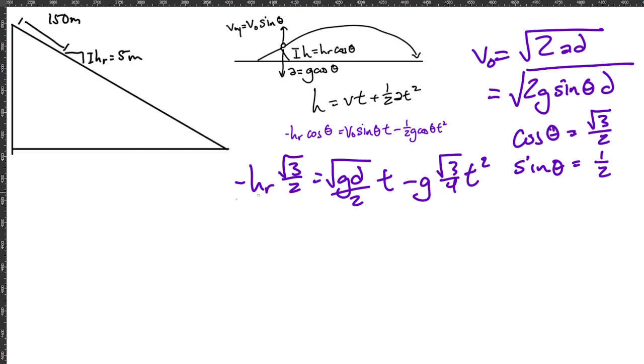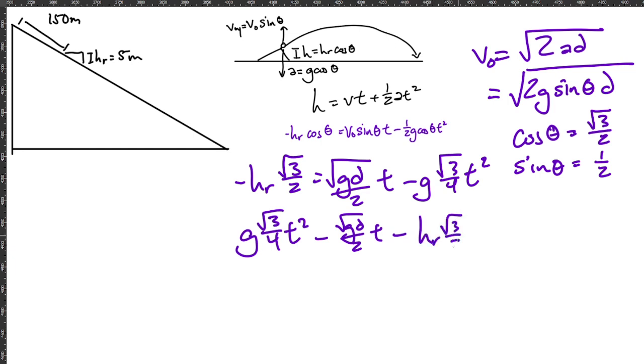Let's rearrange stuff. Let's move all of this to this side. So g times 3 over 4 t squared minus square root of gd over 2t minus hr square root of 3 over 2 is equal to 0. Isn't that so fun? Oh, why do I have something wrong?